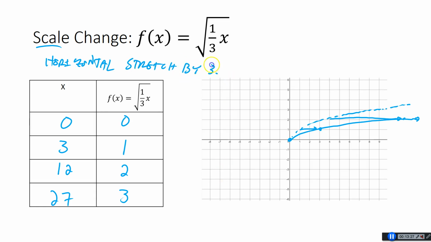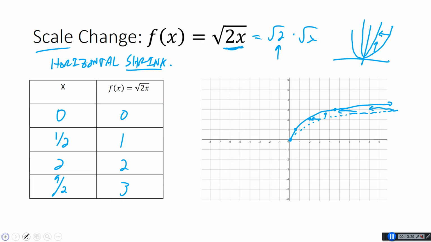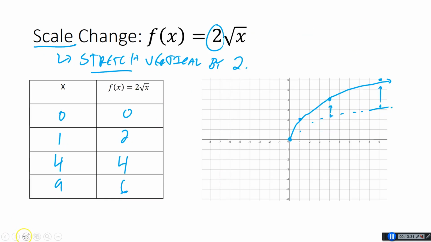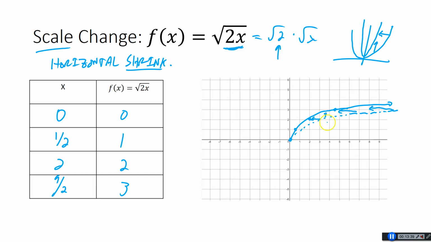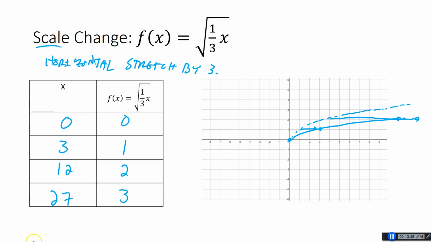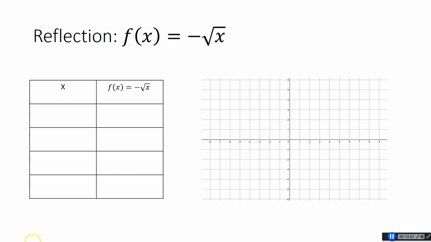Okay. So again, the scale changes work just like we did with the translations, right? If it's on the outside, it does what you think it should do. It stretches it up here with the 2, it shrinks it down here with the 1/3. The inside with the x does the opposite, right? The 2x shrunk us down because my x's had to be half of what I would normally have. The 1/3 made us stretch out horizontally because I had to be 3 times what I normally would be.